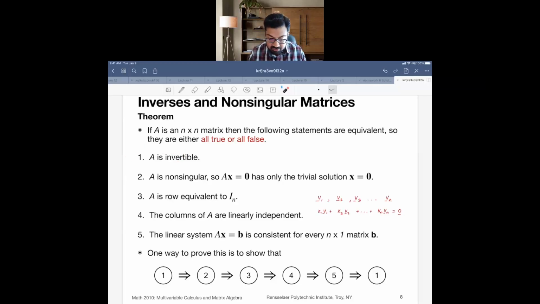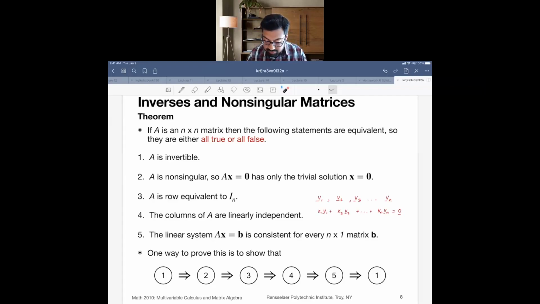Now, the really long way to prove this is going to be to take every statement and prove all the others, which is going to give us a lot of possibilities for proofs. But a simpler way to deal with this is looking at it as implications. So one way to prove this is to show that 1 implies 2, 2 implies 3, 3 implies 4, and so on, 5 implies 1. So if you are able to show that, then we know that all of these are going to be true, or all of them are going to be false.